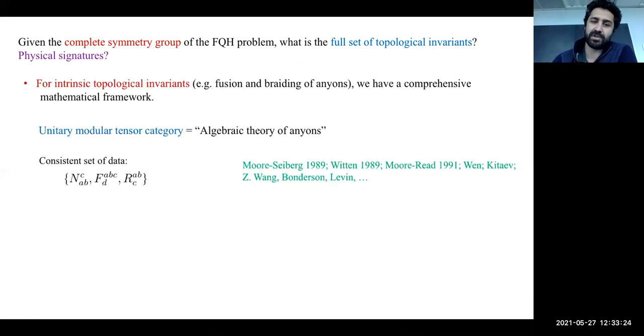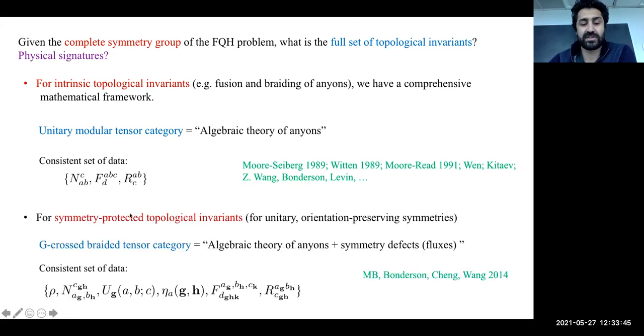Now, for intrinsic topological invariants, we have a very comprehensive mathematical framework. This is the framework of unitary modular tensor categories, which sometimes goes by the friendlier name of the algebraic theory of anyons. It is described by a set of data which involves fusion rules, F symbols, and R symbols.